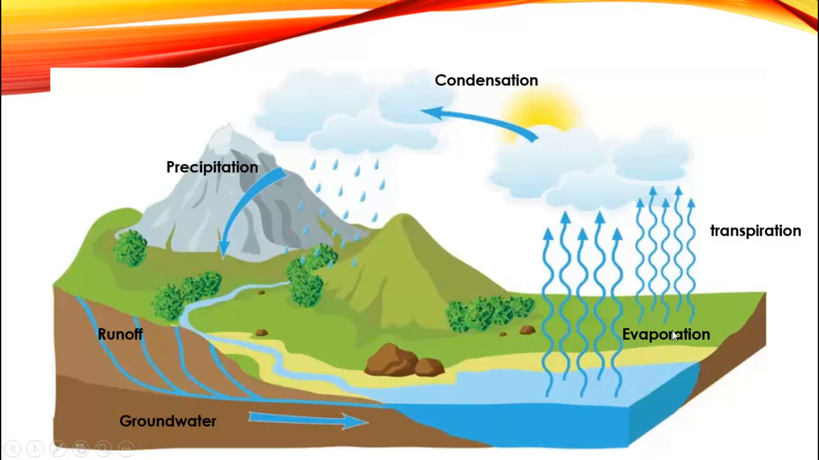Again, first, evaporation and transpiration of water from oceans and from plants. Then it forms water vapor that condenses in the air to form the clouds by the process of condensation. Then these clouds will precipitate in the form of rain. This water may run off or go underground, and all of this goes back again to the ocean, and our cycle will happen again and again.